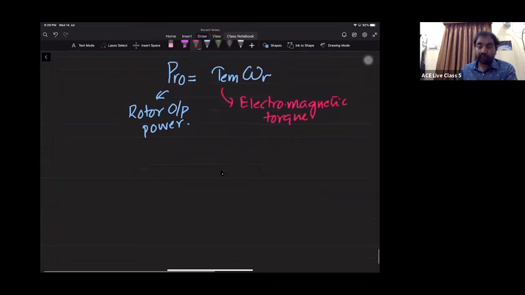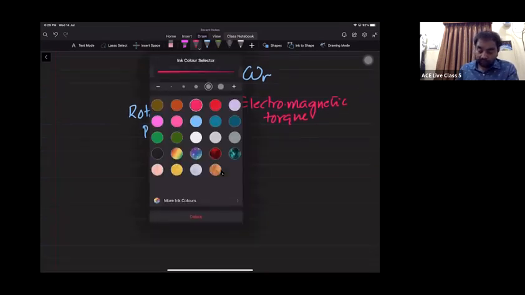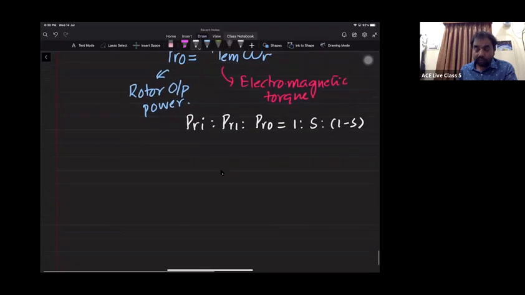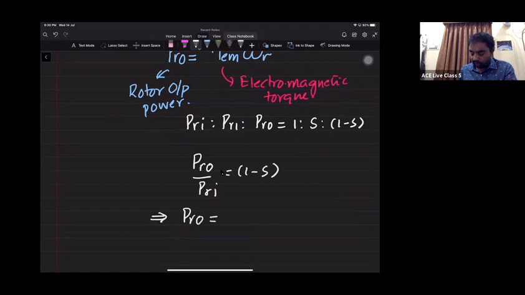Right? Done. Fine. So you know one relation. What is that relation? Rotor input, rotor losses, rotor output is equal to 1 is to S is to 1 minus S. So from this, can I write rotor output by rotor input is equal to 1 minus S. So the rotor output is equal to rotor input into 1 minus S. I think this is clear. Confirm me, all of you.